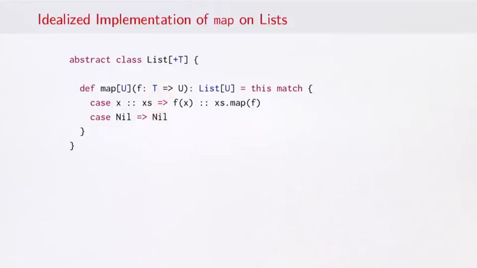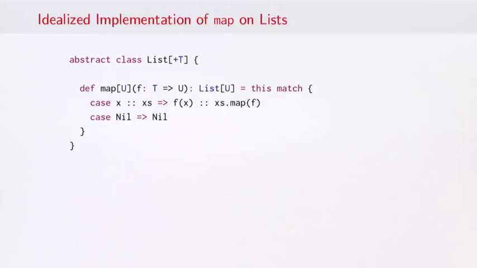Let's do map first. So idealized map takes a function from the list's element type T to some arbitrary type U, so U is a type parameter of map, and it would give you back a list of U. And what it would do is a pattern match over the list itself. If this list is a cons cell consisting of a head element x and a tail xs, then we would apply f to the head, map f over the tail, and compose the results with a cons. If the current list is Nil, then the result list is also Nil.